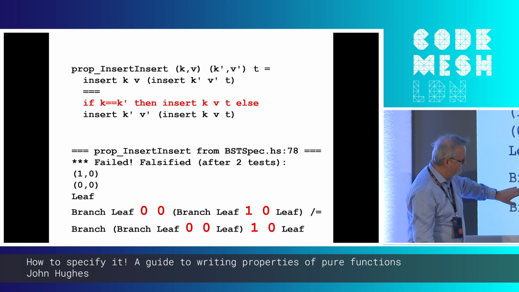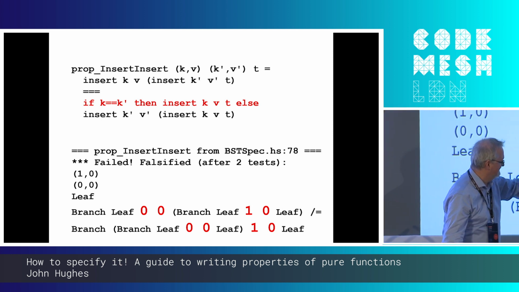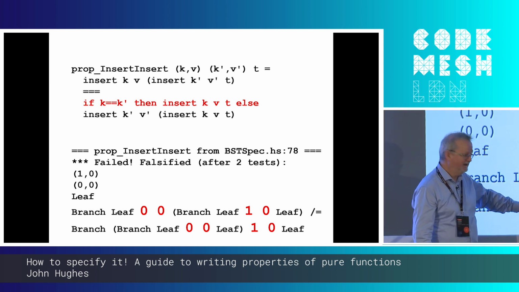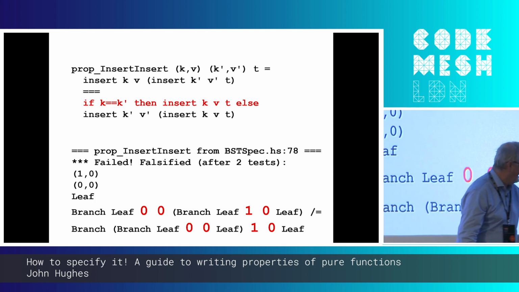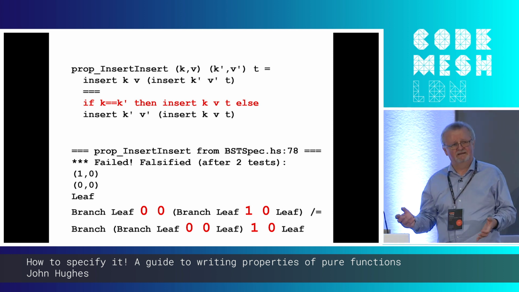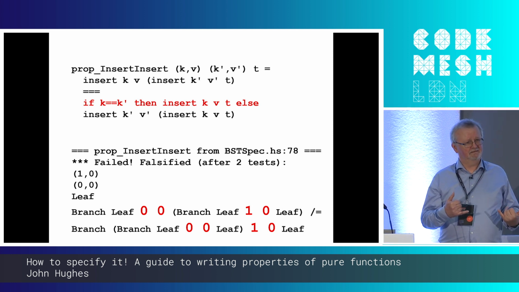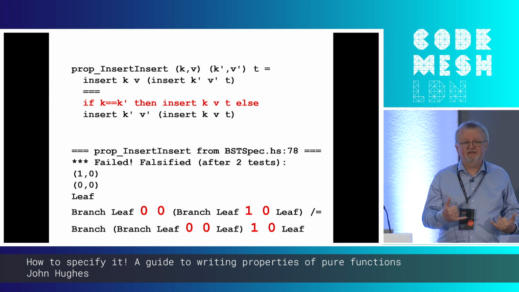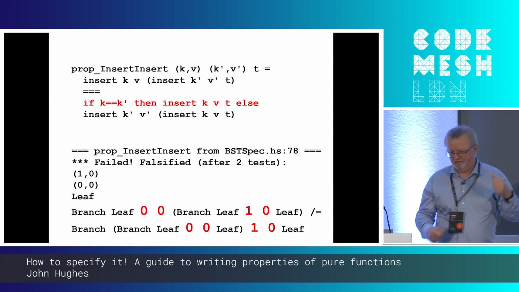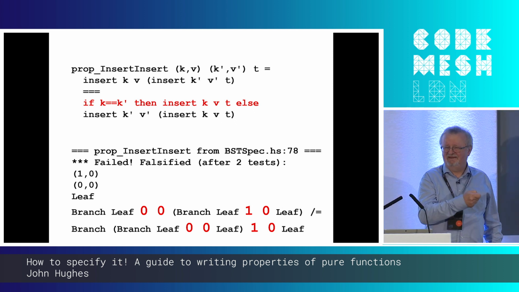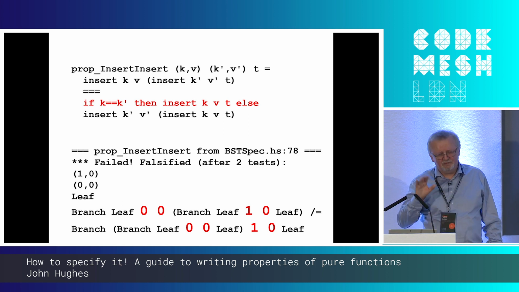And if you look at them, you can see that this one contains key 0, value 0, and key 1, value 0. Whereas the other one contains key 0, value 0, and key 1, value 0. They contain the same keys and values, but the shape is different. Do I care about that? Well, I think not. I would not call this a bug in the code. So my property is too strong. It's checking that I get trees of exactly the same structure. And that isn't what I want to check.